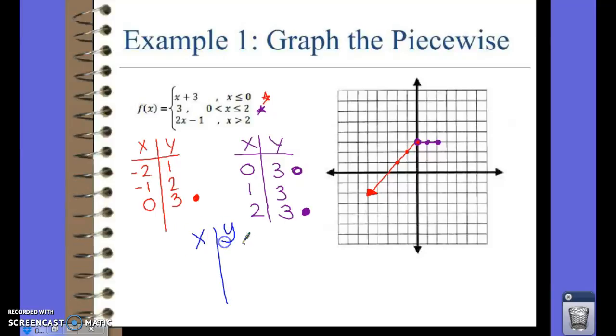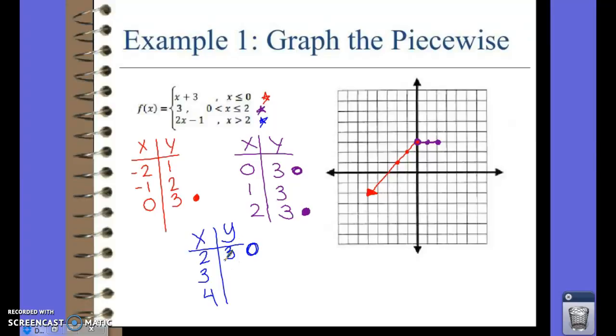Okay, and finally, let's look at the bottom equation. So I have 2x minus 1 for x greater than 2. So again, I want to start with 2, go to 3, go to 4. This is open because 2 is not included. 2 times 2 is 4. 4 minus 1 is 3.